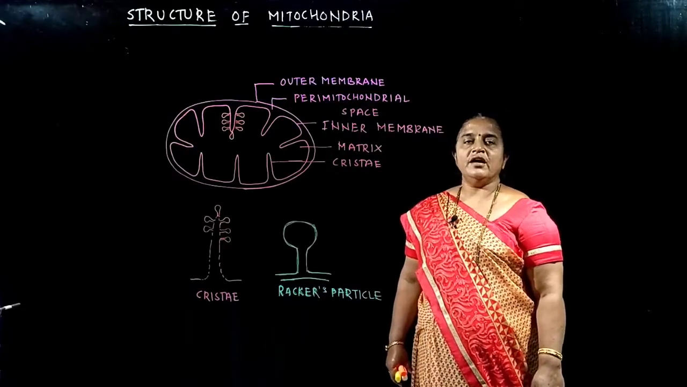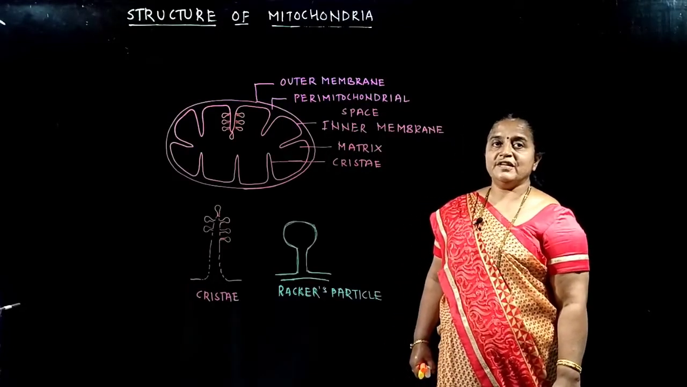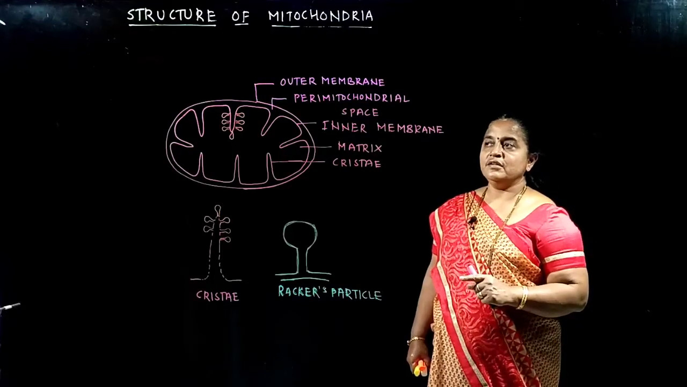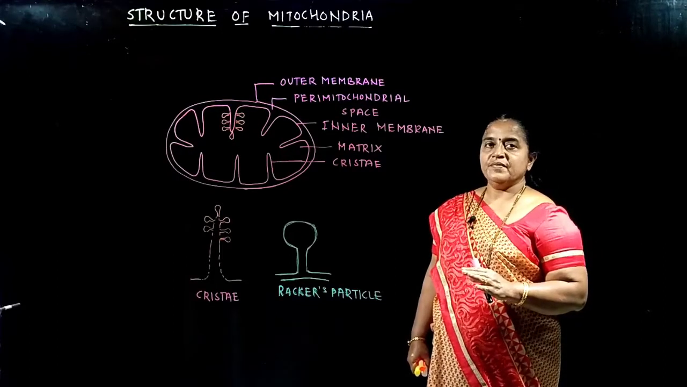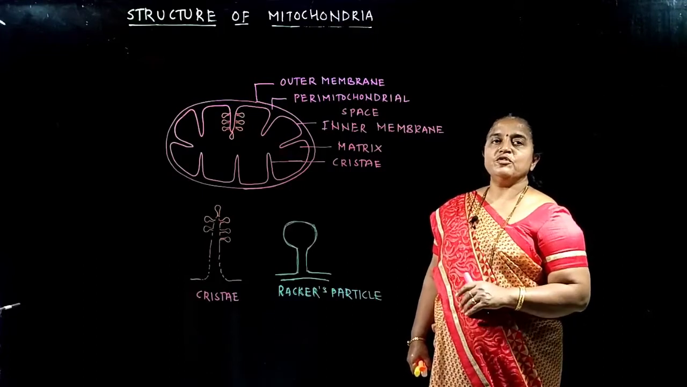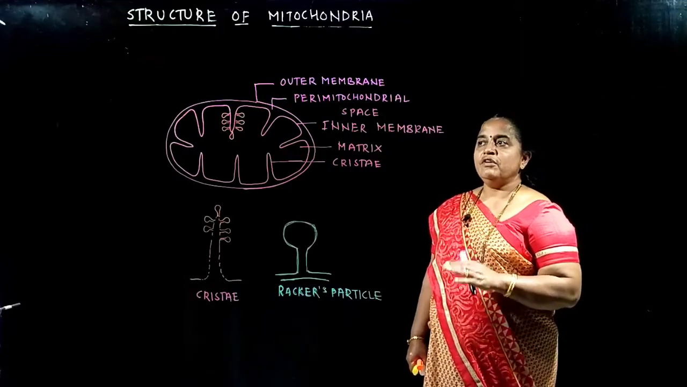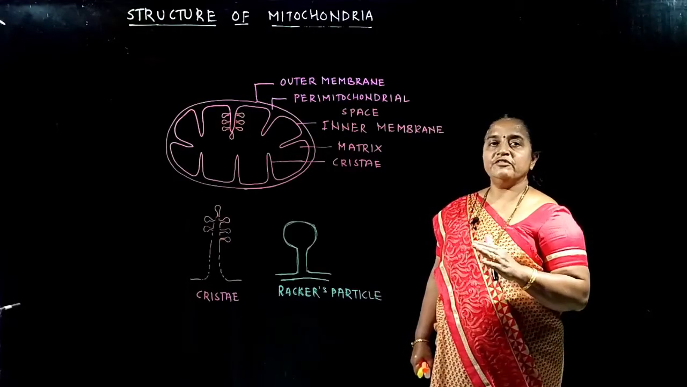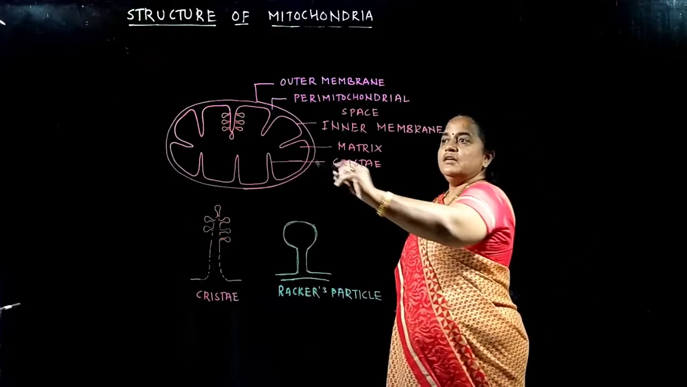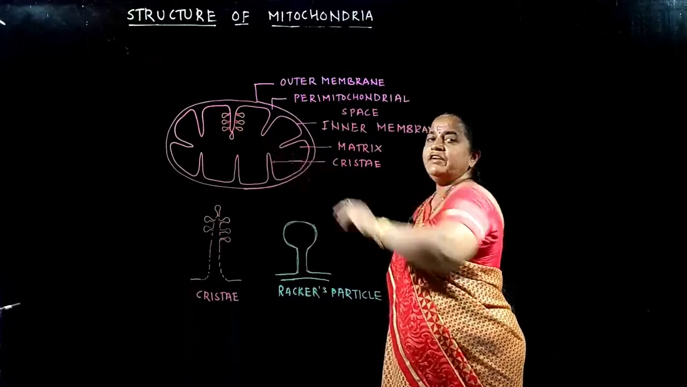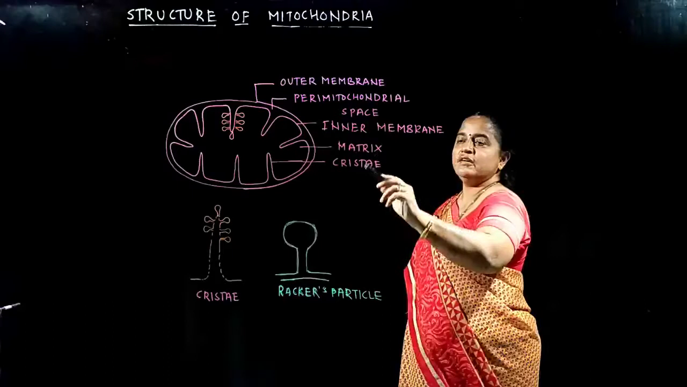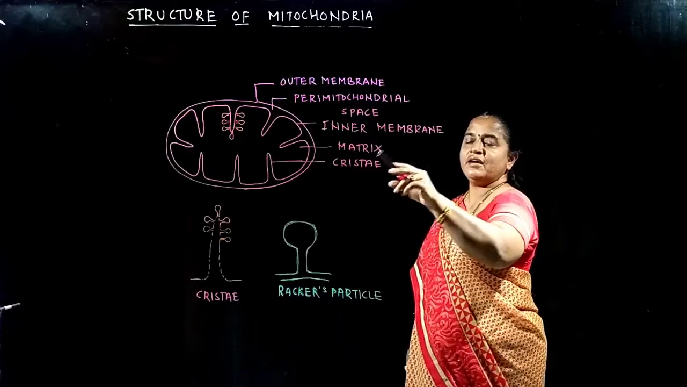Generally, mitochondria are referred to as the powerhouse of the cell. It appears like a discoidal organelle, oval in shape. A section passing through mitochondria will show the different components present within. Let us begin with its cavity. The cavity of mitochondria is filled with a semi-solid mass known as matrix.